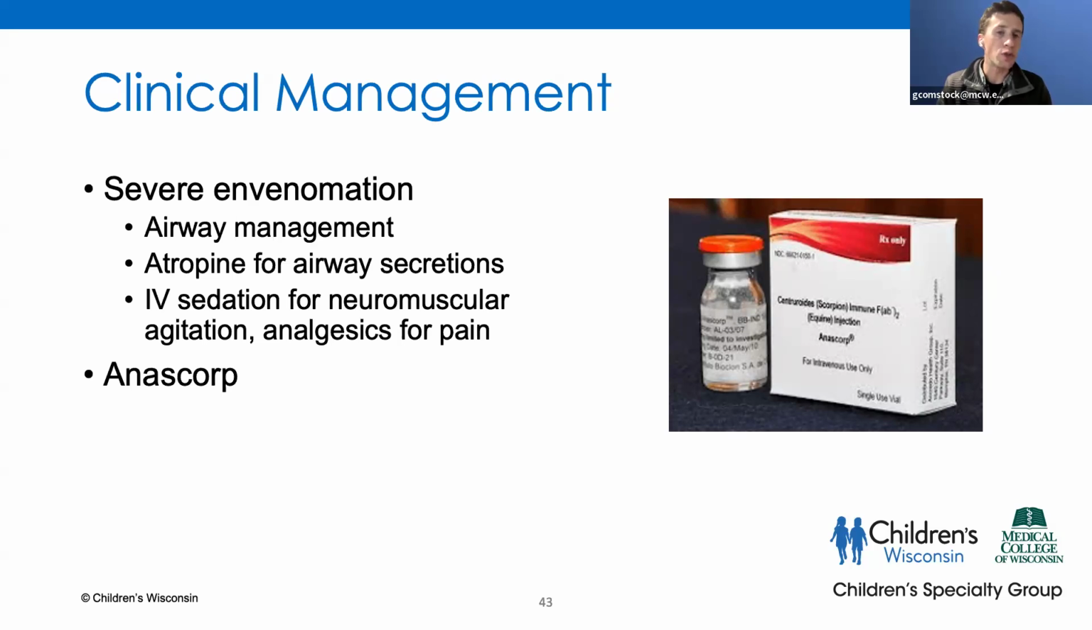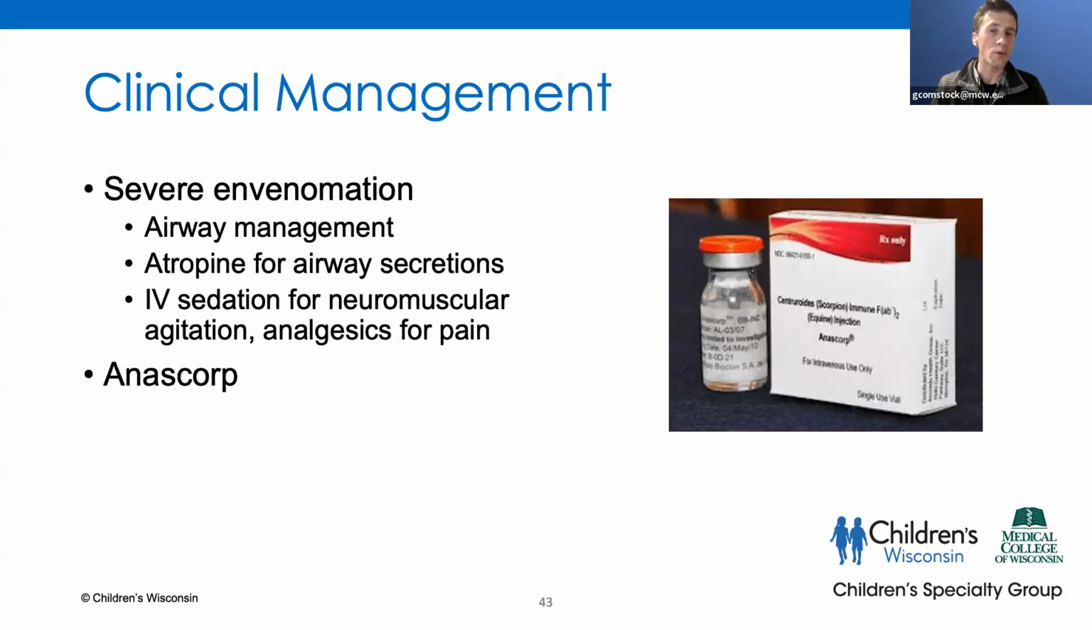If they are dealing with a huge amount of bronchospasm and bronchial secretions, then atropine is an important intervention, just the way it would be for an organophosphate or nerve agent. And then, as much as they need that IV sedation and analgesics for the neuromuscular agitation and pain. And then again, like a lot of these other envenomations, there is also an antidote available.